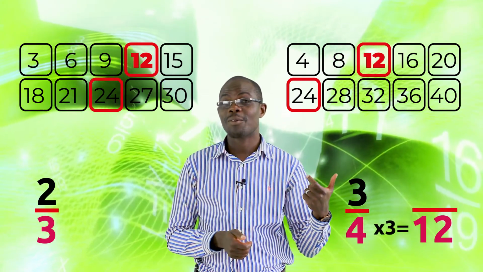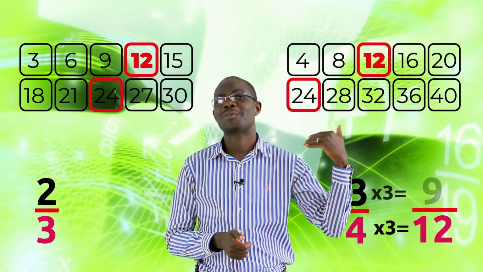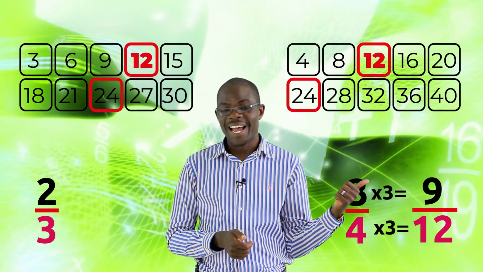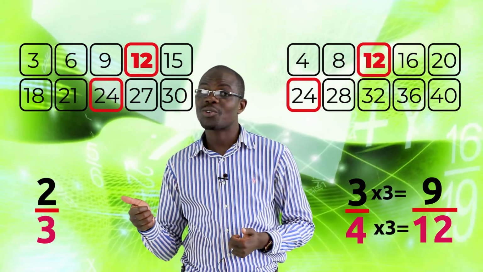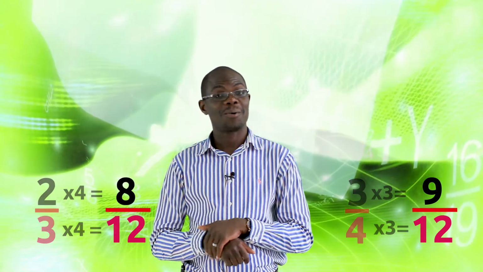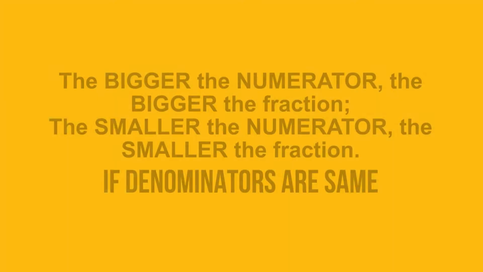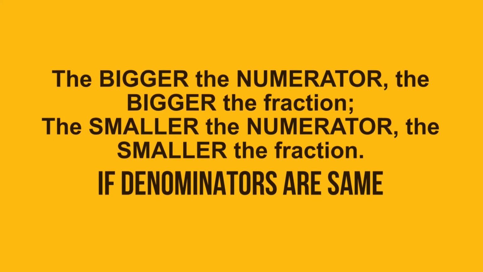We multiply 4 by 3 to make the denominator 12. What we do to the denominator is the same thing we do to the numerator. So on this side, we will have 9 over 12. And on this fraction, we will have 8 over 12. Wow! We are back to fractions with same denominators. The rule says the bigger the numerator, the bigger the fraction. The smaller the numerator, the smaller the fraction. We can learn this together.